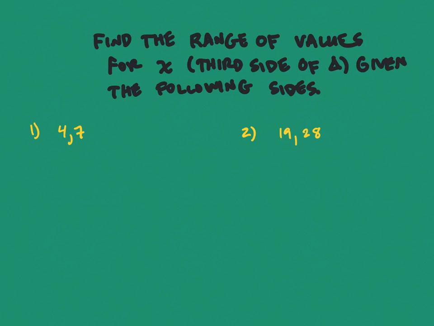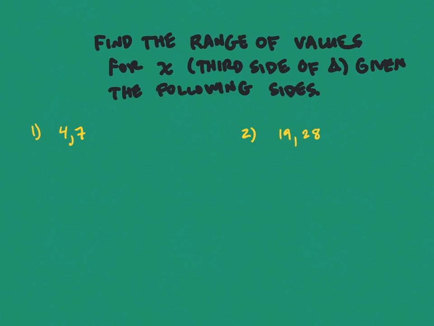All right, so let's do a couple of examples. Find the range of possible values for x, which is the third side of the triangle, given the following sides. What I know is that 4 and 7 are side lengths of a triangle, and I want to find x. x could be the longest side, or the shortest side, or the side in between, or it could be equal to one of the other two sides. I'm just looking for those values of x in numbers 1 and 2 such that that's true.